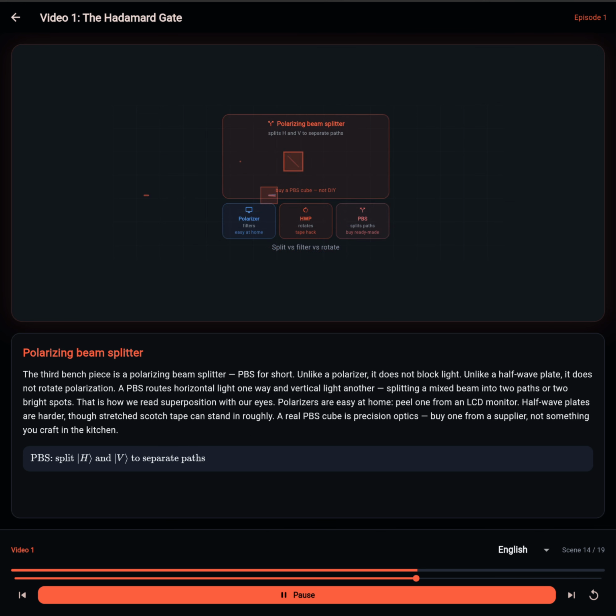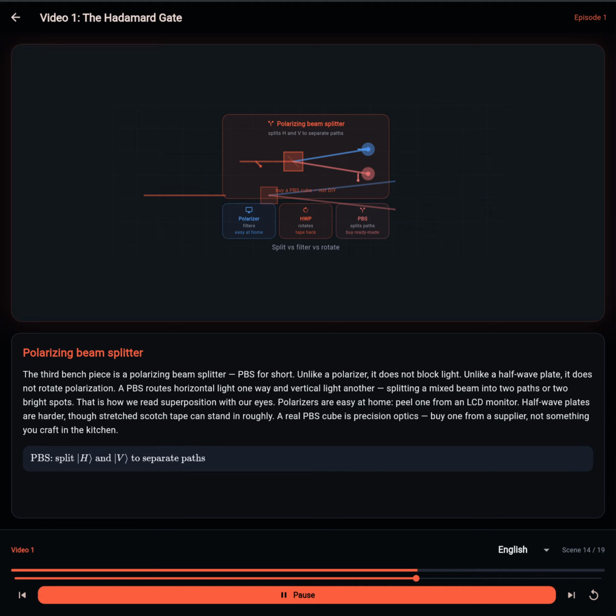The third bench piece is a polarizing beam splitter, PBS for short. Unlike a polarizer, it does not block light. Unlike a half-wave plate, it does not rotate polarization. A PBS routes horizontal light one way and vertical light another, splitting a mixed beam into two paths or two bright spots. That is how we read superposition with our eyes.